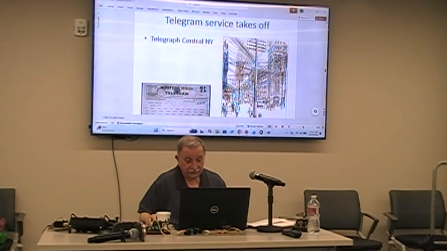Here's a picture of New York in those days. You can see all those wires. That's the way it actually looked. An incredible amount of telegraphy was going on. Signals were being processed all over town. They used telegraphs for everything.